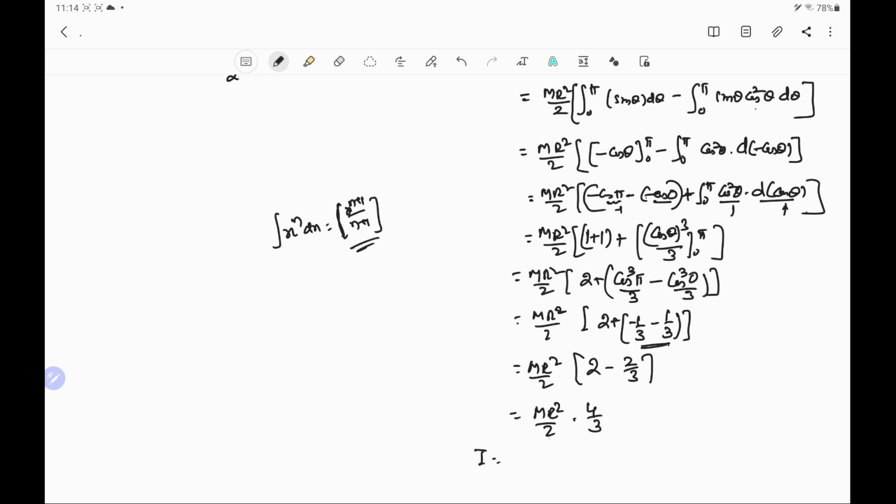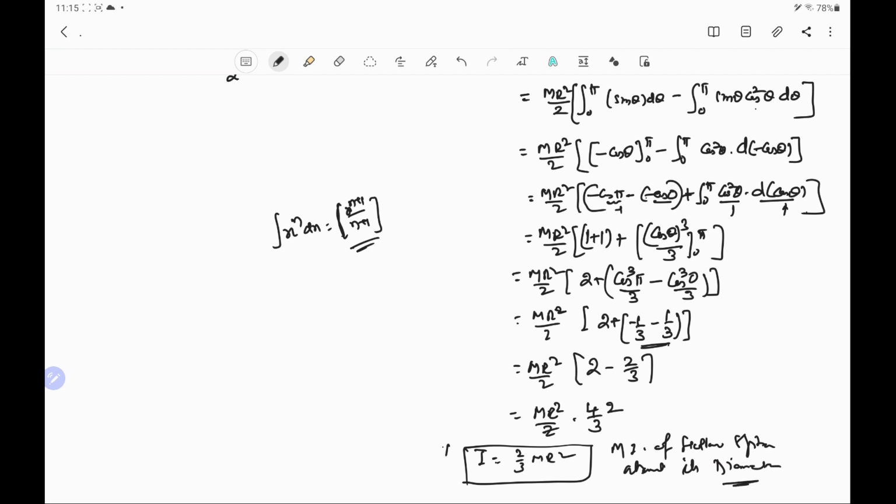And finally we can write, this 2 will be cancelled by this 2, I equal to 2 by 3 m r square. This is the moment of inertia of a hollow sphere about its diameter. So this is an important result to be memorized. Next we will take the moment of inertia of a solid sphere.